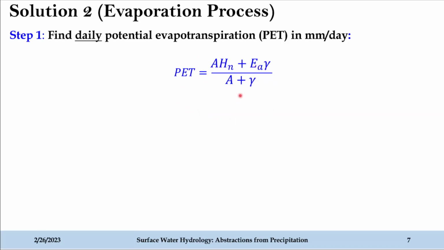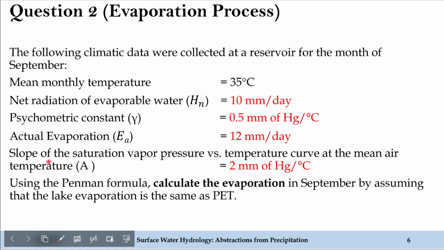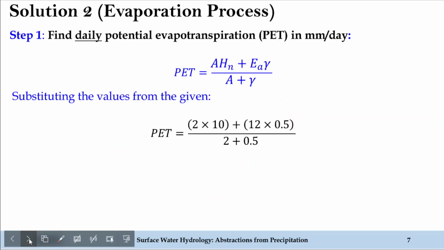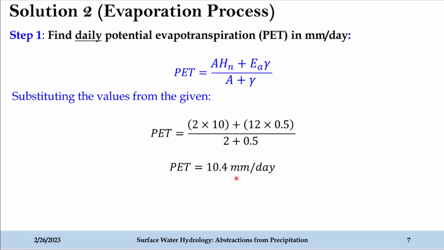Here this gamma is nothing but the psychrometric constant. A we have already seen in the previous slide. It is the slope of the saturation vapor pressure versus temperature curve at the mean air temperature. And we have also seen what is HN. It is net radiation of evaporable water. And what is EA? It is the actual evaporation. So substituting all those values which were provided in the problem, we get PET as 10.4 mm per day. I hope you were able to follow this discussion.